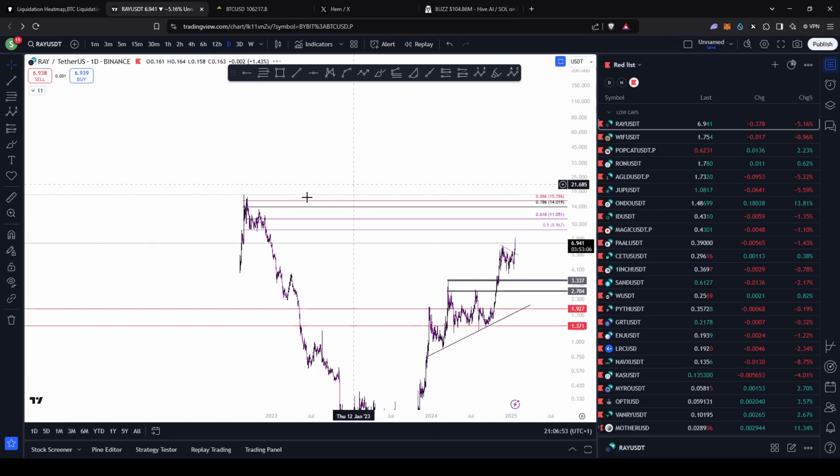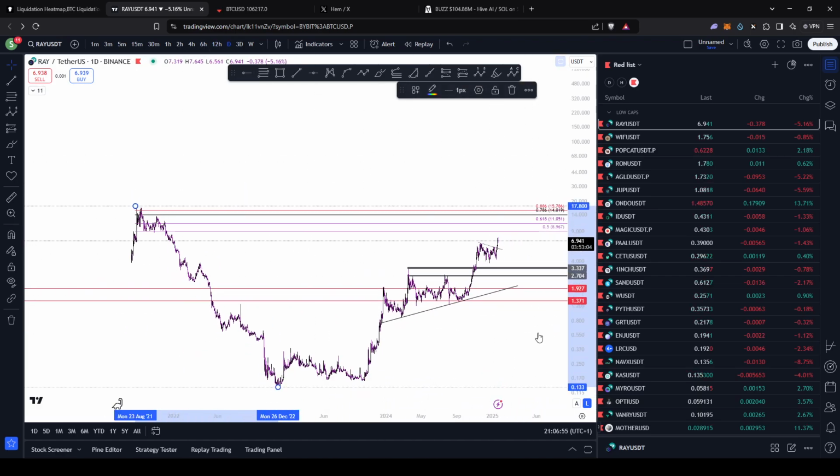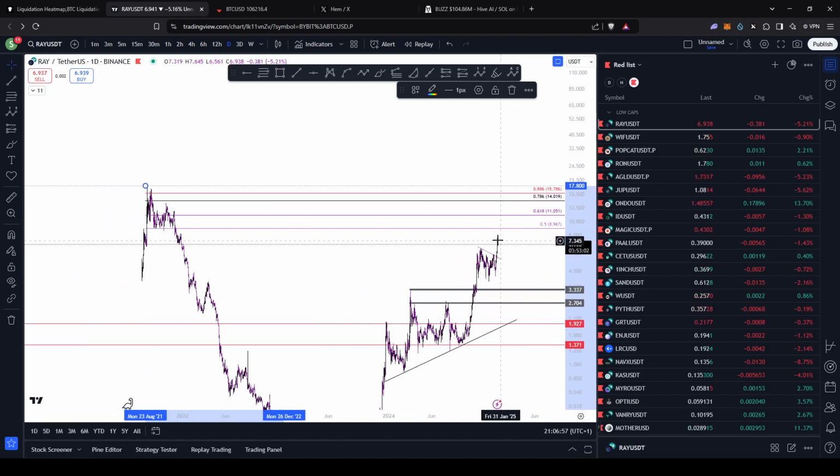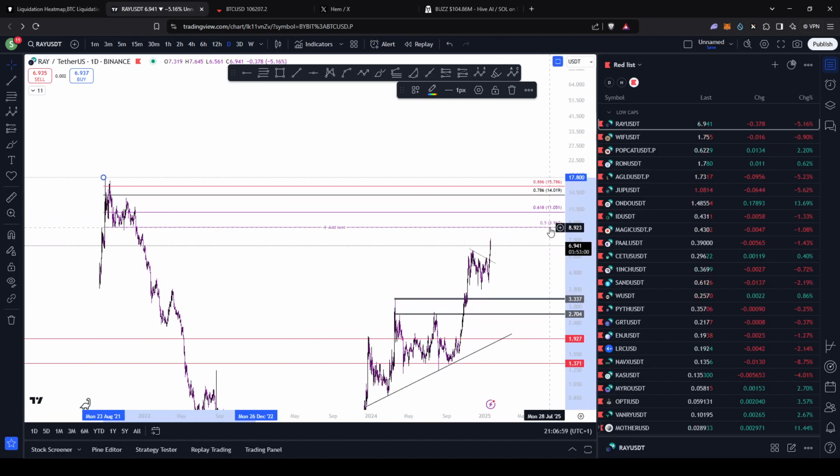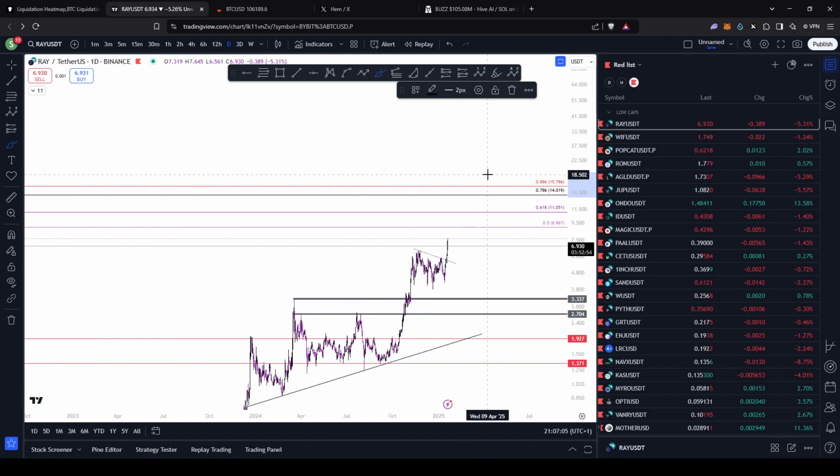These are fib targets from previous highs. So these highs all the way up to bear market lows. 0.5, 0.618, $11, 0.786. So these are not likely going to hit. It could, but not likely.